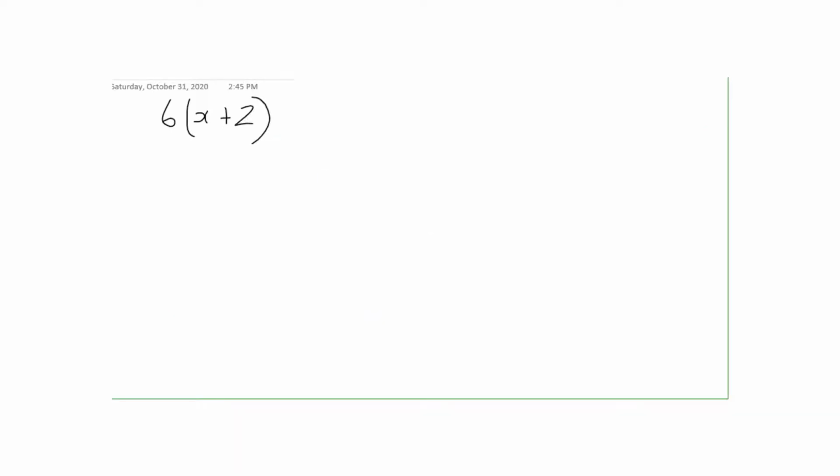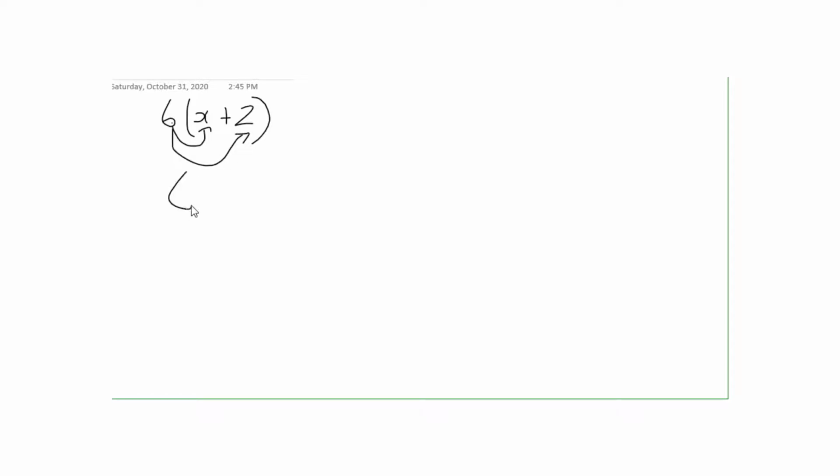Okay guys, welcome back. So today we're gonna expand brackets. So the first question is 6 in brackets x plus 2. What we'll do is multiply the 6 outside by the first term inside, and then multiply the same 6 by the next term in the bracket.